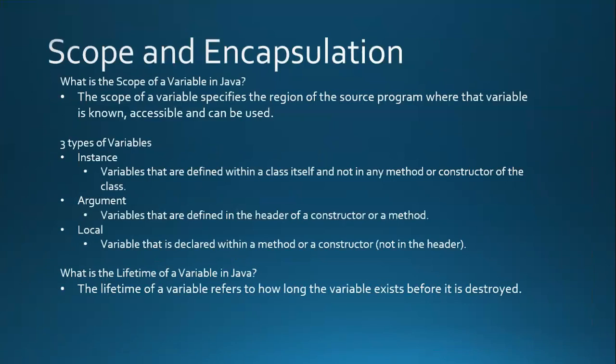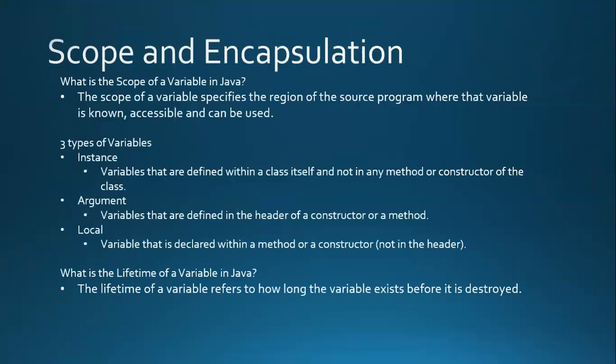So let's go back to talking about instance variables. The lifespan of these variables is the same as the lifespan of the object to which it belongs. Now, argument variables are defined in the header of the constructor or method. The scope of these variables is the method or constructor in which they are defined. The lifetime is limited to the time for which the method keeps executing. Once the method finishes execution, these variables are destroyed.